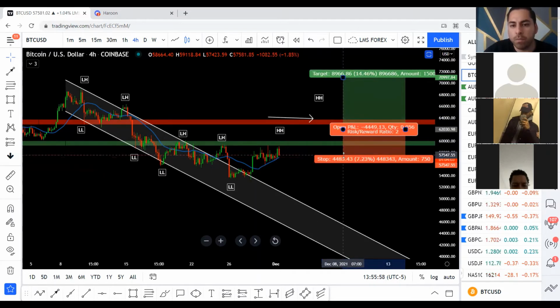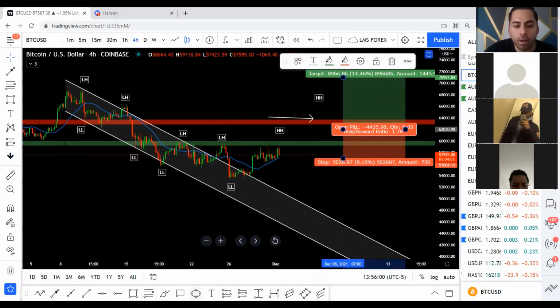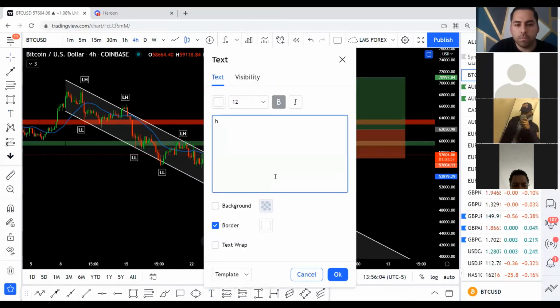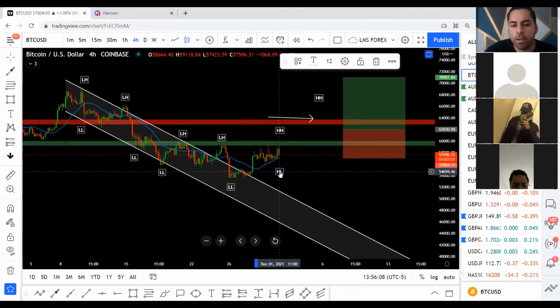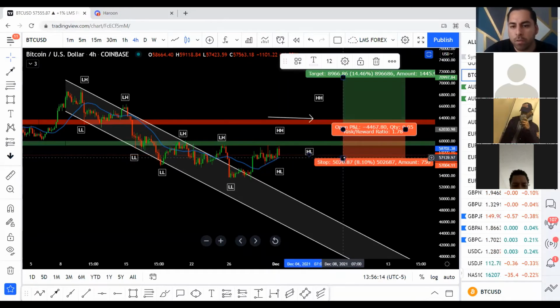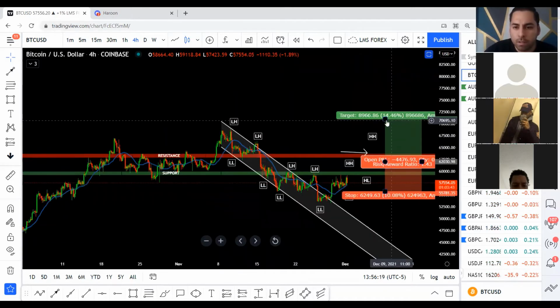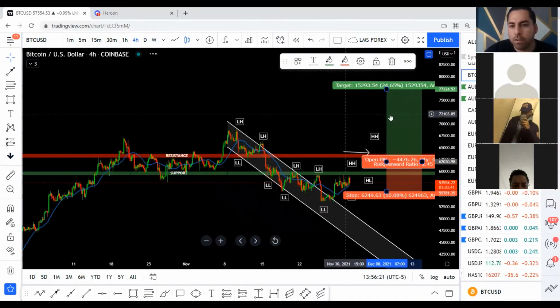I will put my stop below the previous higher low. There should be a higher low around here, and another higher low around this area. I would put my stop below that higher low, and then I would just buy to see where the price is going to go at that point.